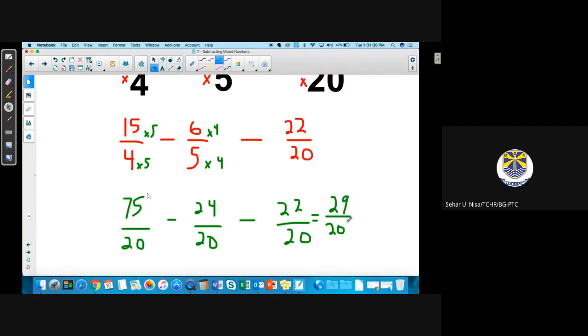But if the answer wants you to change it into a mixed number, then let's do that. How many 20s can we take out of 29? Well, you could take 1 out of there to make one whole, and then you'd be left with 9 twentieths. So there's our answer as an improper fraction, and that's our answer as a mixed number.